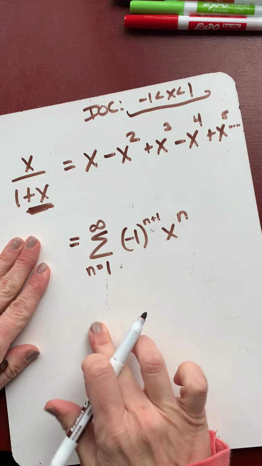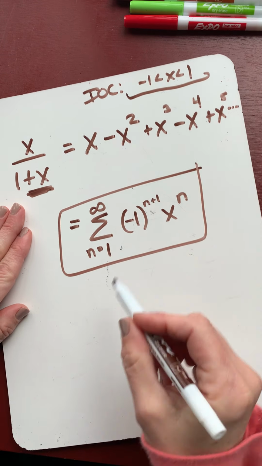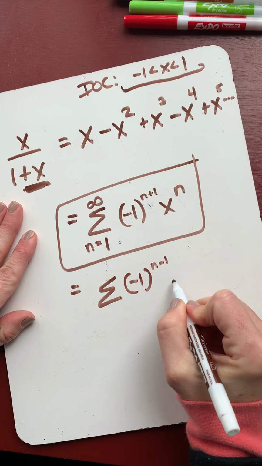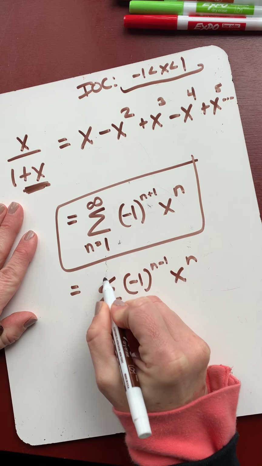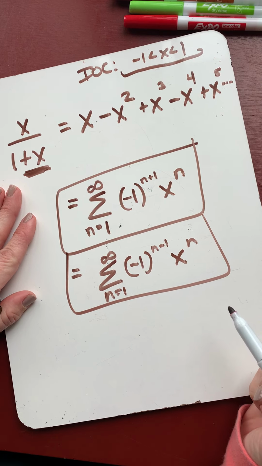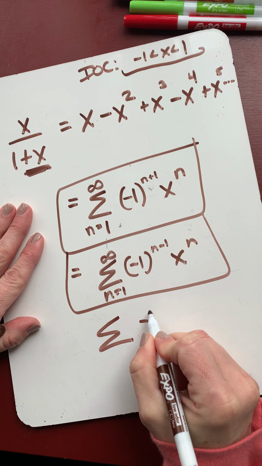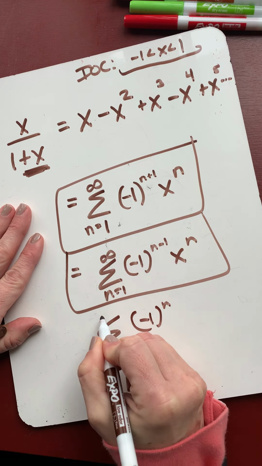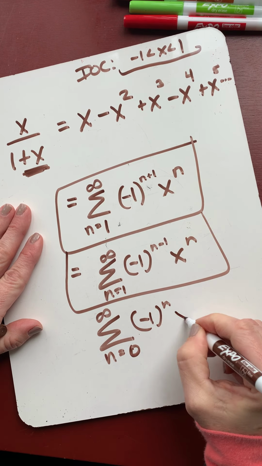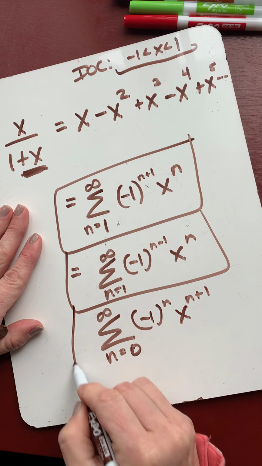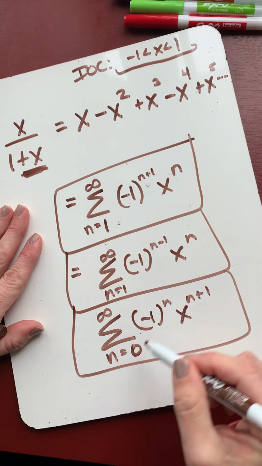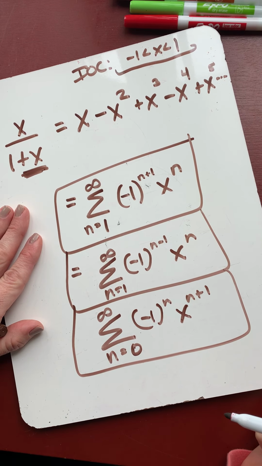So this would be one way to have a general term. This would be correct. Another way to have it would have been if I did say -1 to the n minus 1. That would also be correct. It would also be correct to say -1 to the n, and start at 0, and then have x to the n plus 1. That would also be correct, because when I plug in 0, I get +1, and when I plug in 0, I get x to the first, so that would also work.